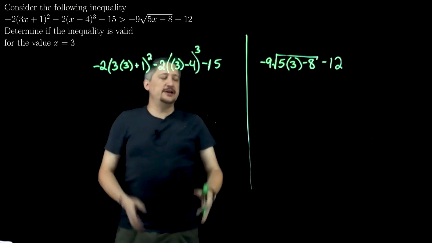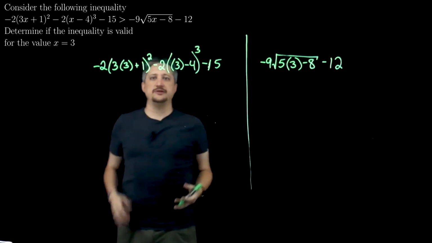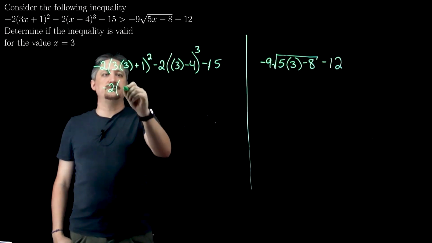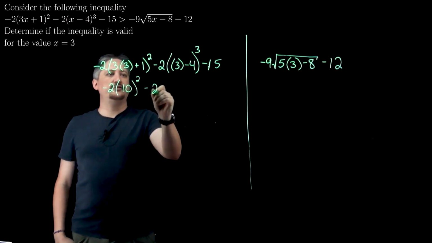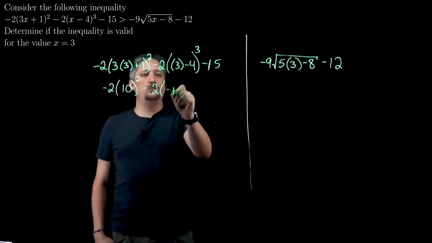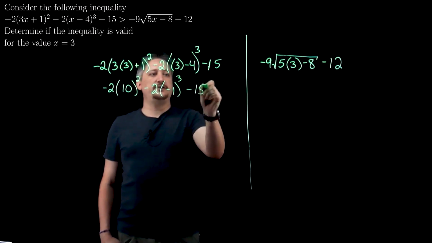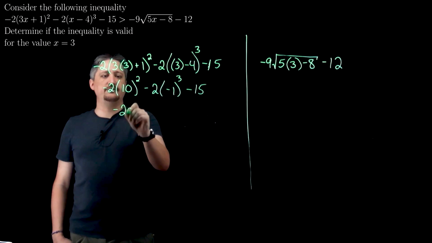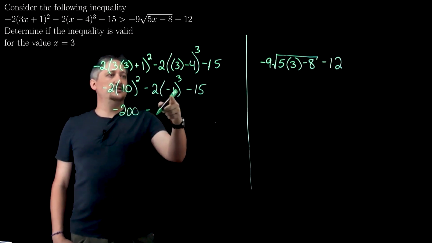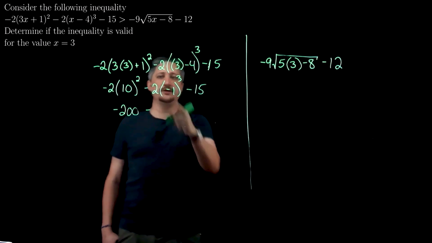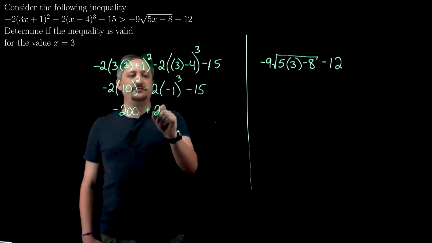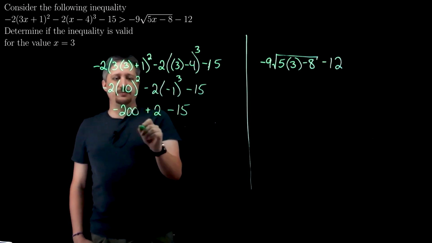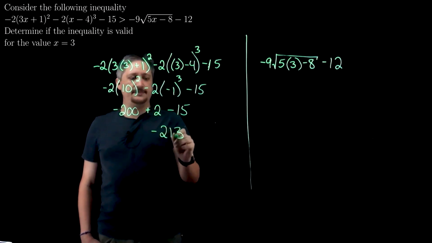So now I'm going to calculate, and then I'll see if I can justify the inequality. So here I'm going to have -2 times, 3 times 3 is 9, plus 1 is 10, squared, minus 2 times 3 minus 4 is -1, cubed, minus 15. So here I'm going to have -2 times 100, so that's -200, minus, so -1 cubed is -1, times -2 is a +2, minus 15. So putting those together, I get -13 with -200 is -213.